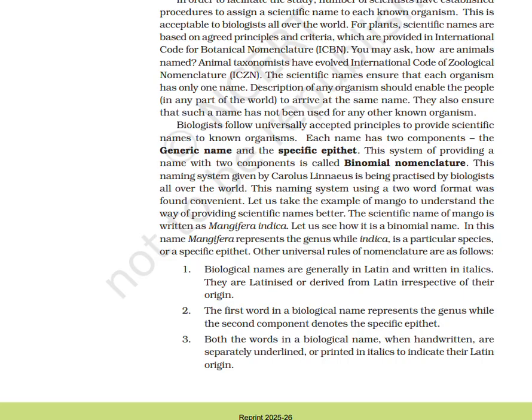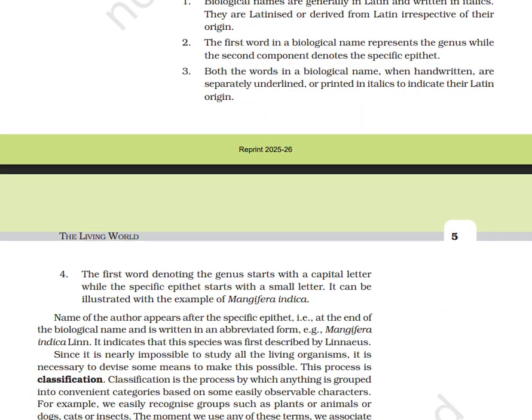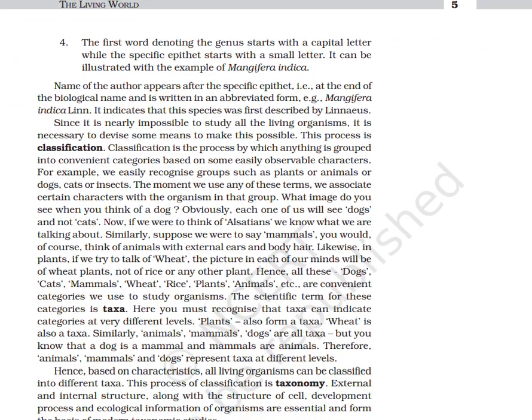The other universal rules of nomenclature are as follows. Biological names are generally in Latin and are written in italics. They are Latinized or derived from Latin irrespective of their origin. The first word in a biological name represents the genus, while the second component denotes the specific epithet. Both the words in a biological name, when handwritten, are separately underlined or printed in italics to indicate their Latin origin. The first word denoting the genus starts with a capital letter, while the specific epithet starts with a small letter. It can be illustrated with the example of Mangifera indica. The name of the author appears after the specific epithet, that is, at the end of the biological name, and is written in an abbreviated form. For example, Mangifera indica Linn. It indicates that this species was first described by Linnaeus.